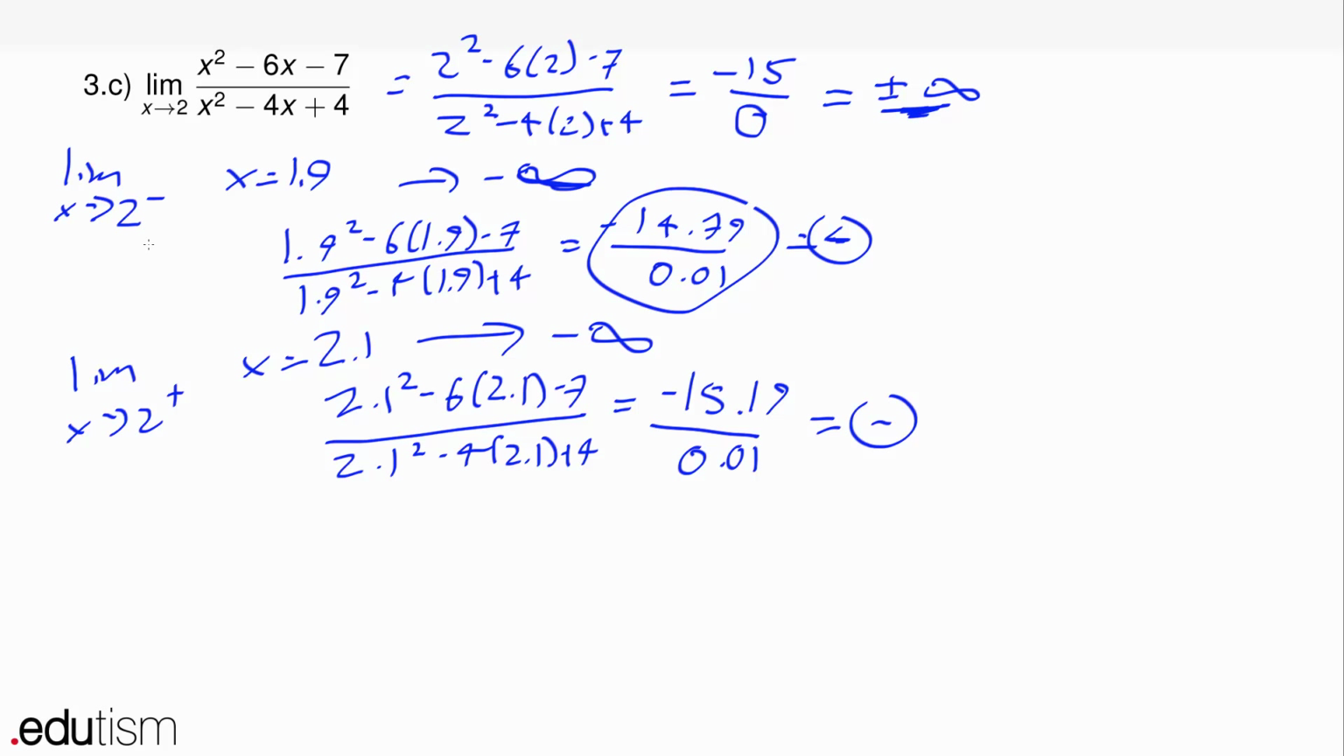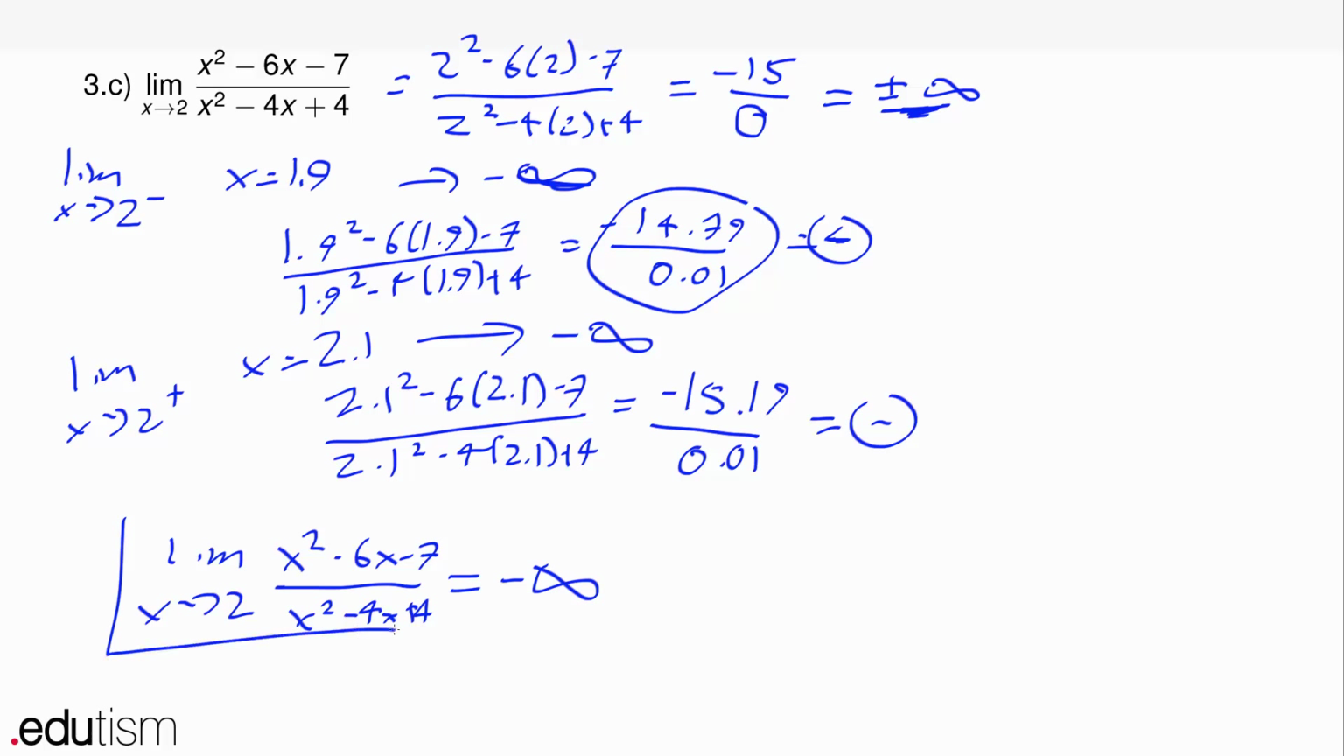Since the limit from the left and the limit from the right both go to negative infinity, the whole limit, the limit as x goes to 2 of x squared minus 6x minus 7 all over x squared minus 4x plus 4, that whole limit equals negative infinity.